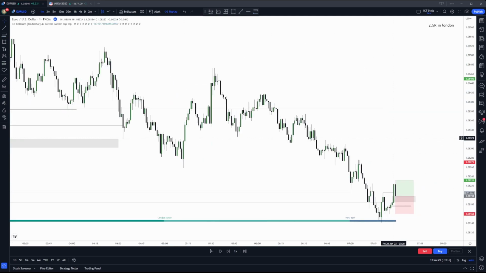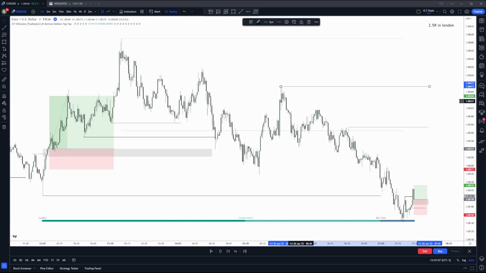They are really interesting. All right, so equilibrium is, let me correct that. Equilibrium is right here, as we can see. So this could be a potential target. That would be my target for partials. And then my ultimate target would probably be something right here.